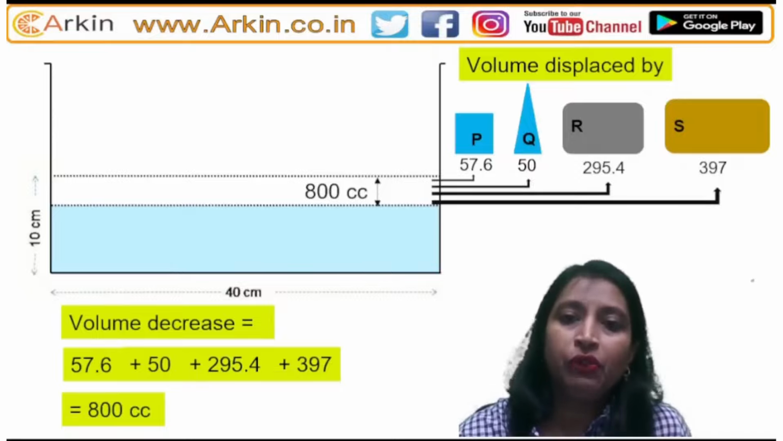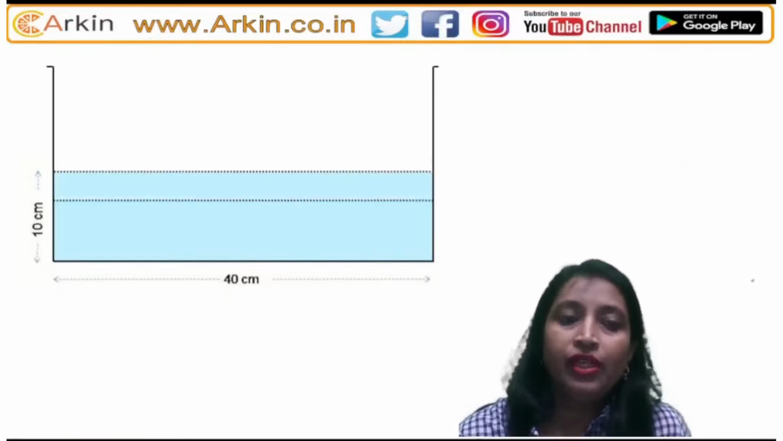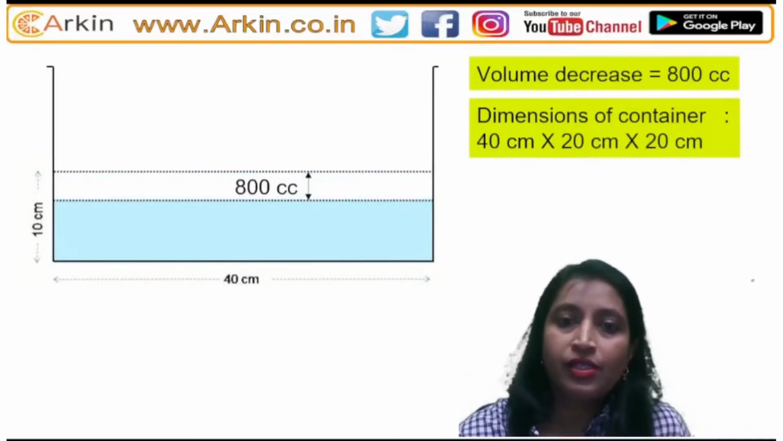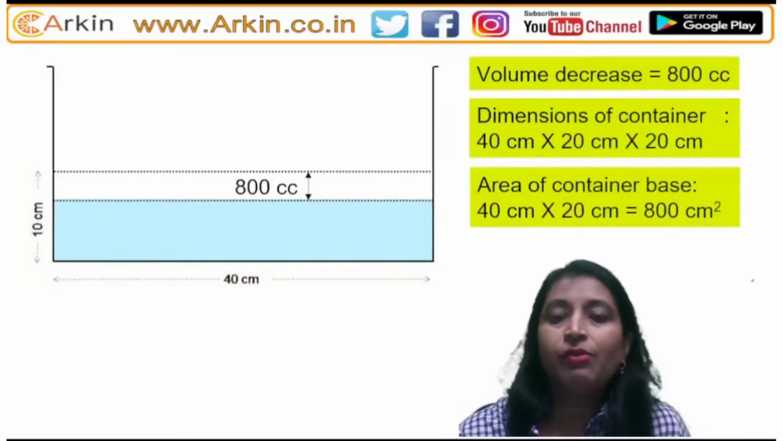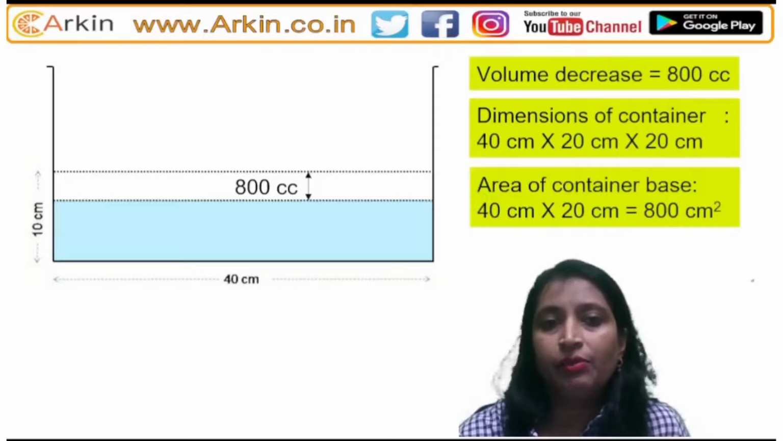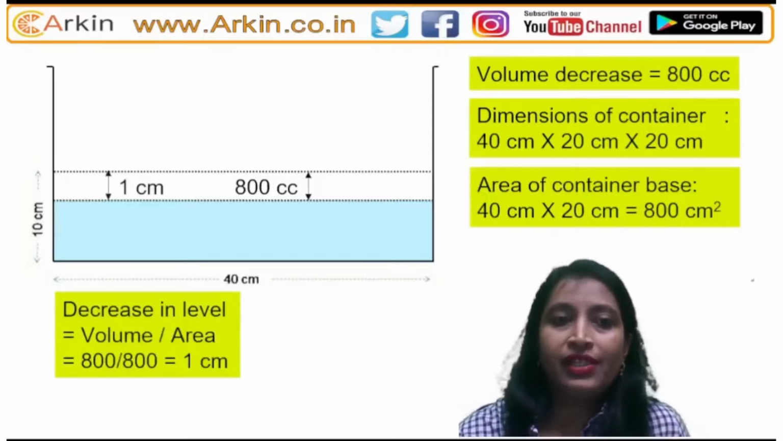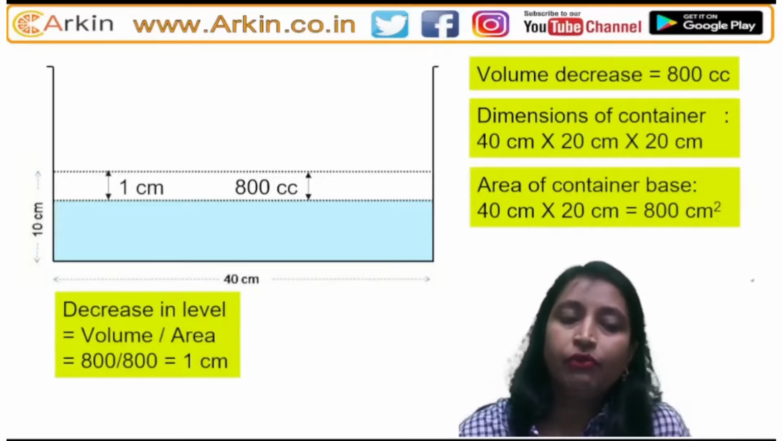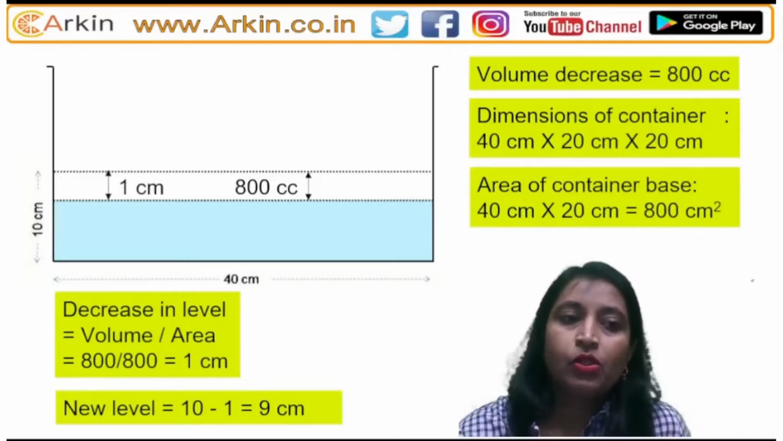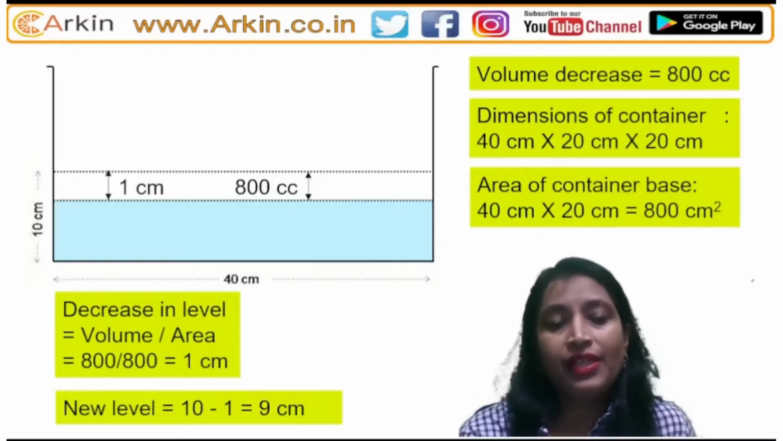Now you have to find out the new level. How will we find out the new level? In this question, the volume decrease is given and the dimensions of the container are also given, 40 into 20 into 20. So the area of the base will be 40 into 20, that is 800 centimeter square. So the decrease in level we can easily calculate as volume upon area, that is 800 by 800, that is 1 centimeter. So the new level will be 10 minus 1, 9 centimeter.